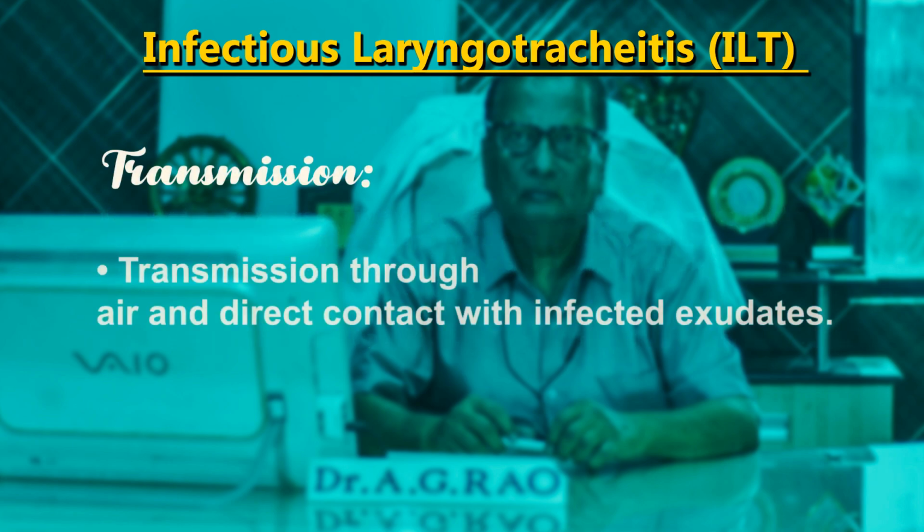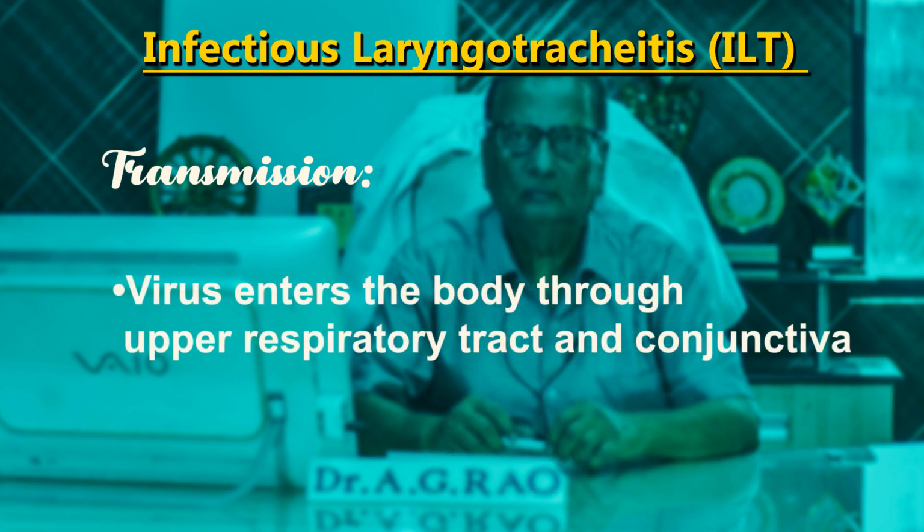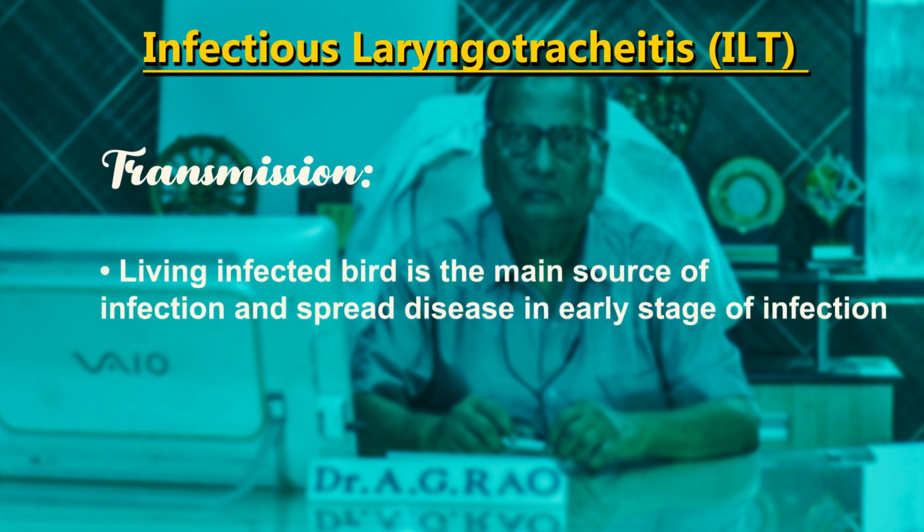As regards transmission, mainly it occurs through the air and also direct contact with the infected exudates coming from the affected birds, and the virus enters the body mainly through the upper respiratory tract and also the eye conjunctiva, and living infected birds remain as carriers, and they are the main source of infection to other birds.